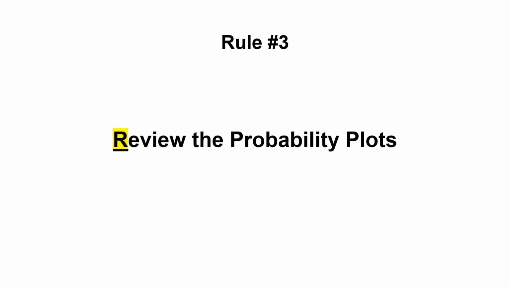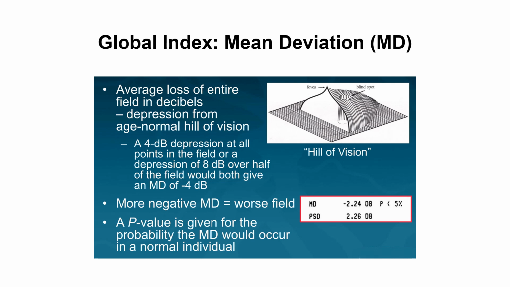So rule number 3, review the probability plots. Coming now to the global indices, the most important one, and we'll talk about the two important global indices. The first one is the mean deviation, the MD, which, just from the name, you understand is talking about the mean, average, and deviation. So it's the average loss of the entire field in decibels. Or in other words, the depression, the loss compared to the age-normal hill of vision.